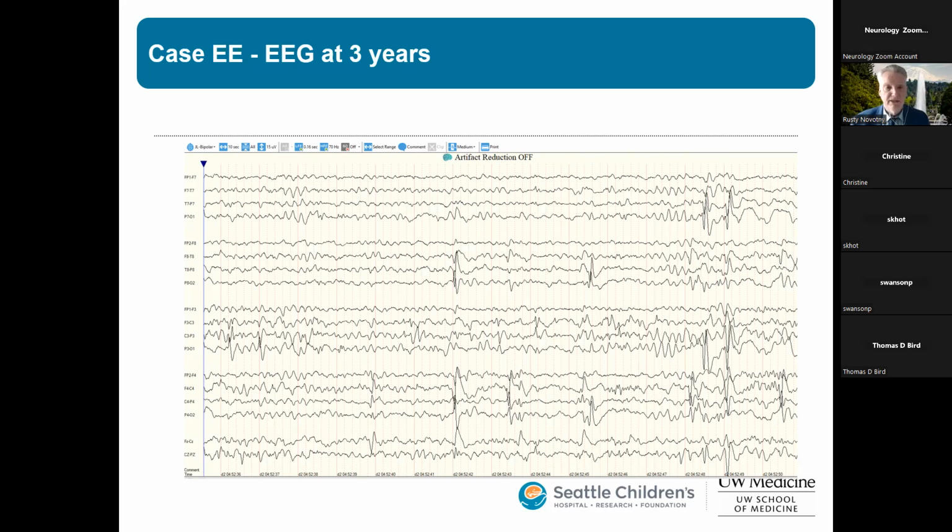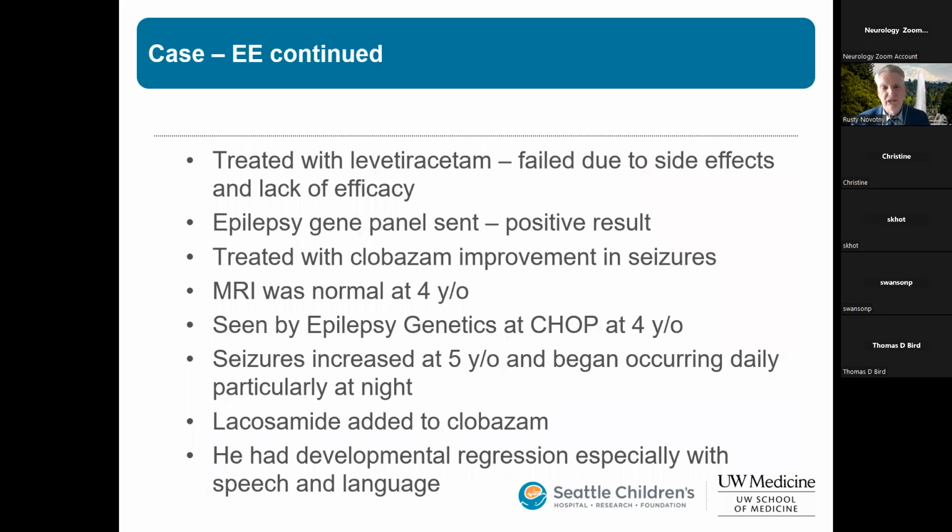And that is what his phenotype was at age 3. He was then treated with levetiracetam. He had a lot of side effects. He had an epilepsy gene panel sent that had a positive result that I'll review. And he was treated with clobazam with improvement in seizures. An MRI was normal. He was seen at the epilepsy genetics clinic at Children's Hospital of Philadelphia.